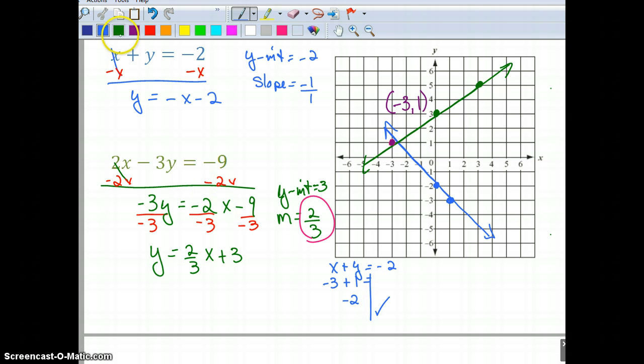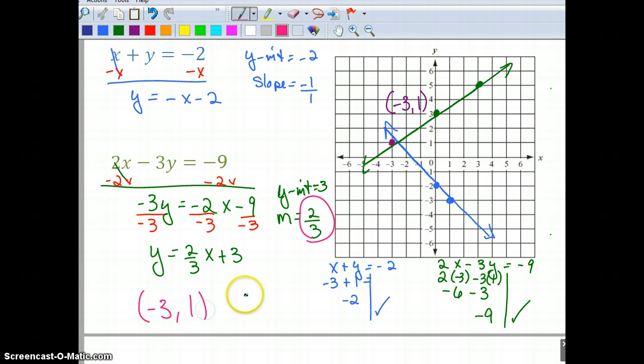Now I need to check and see if it works for the green equation. For that one I have 2x minus 3y is equal to negative 9. So now I have 2 times negative 3 minus 3 times 1. I want to see if that's equal to negative 9. That gives me negative 6 minus 3. Okay, that does give me negative 9, so it is a solution. The solution for this system is the point (-3, 1).